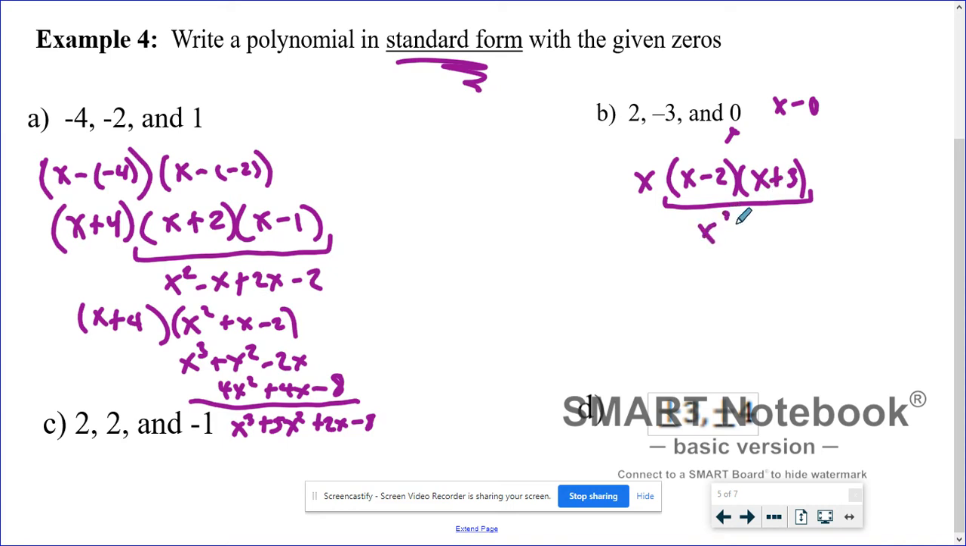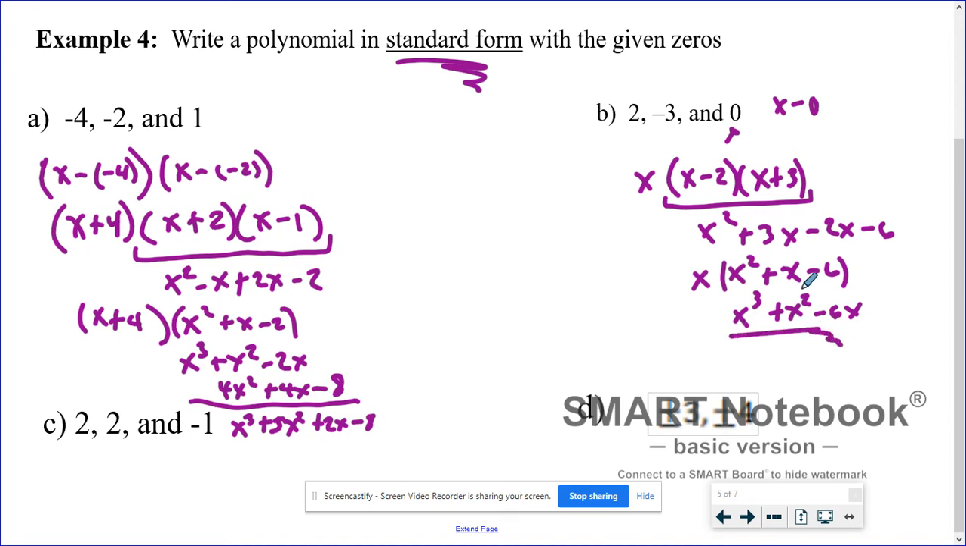So x times x is x squared, x times 3 is 3x, negative 2 times x is negative 2x, and then negative 2 times 3 is negative 6. So you end up with x squared plus x minus 6, and then x goes into there, x cubed plus x squared minus 6x, and that would be your polynomial answer for those zeros.